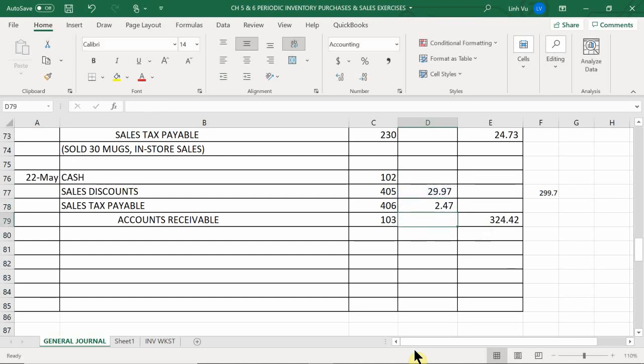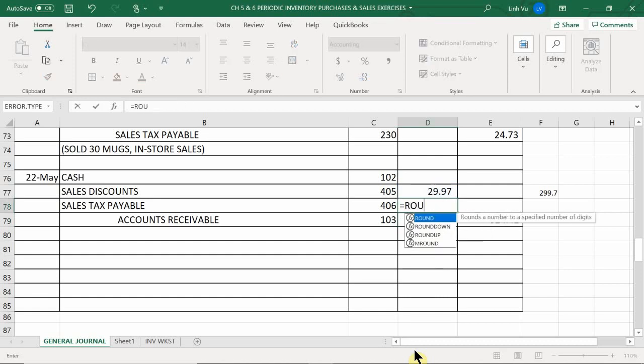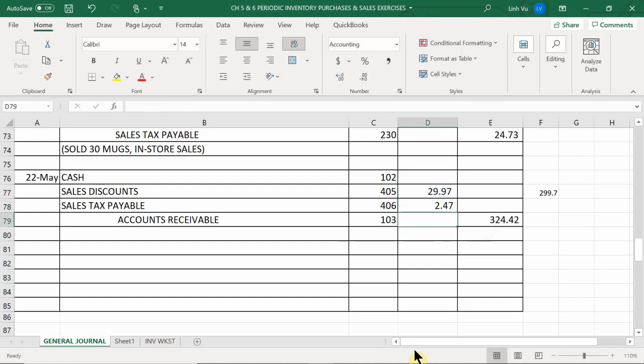$22.25. Do that again, equal round. 29.97 times 0.0825, rounded to 2 decimals. I got $2.47. Yeah. Okay.